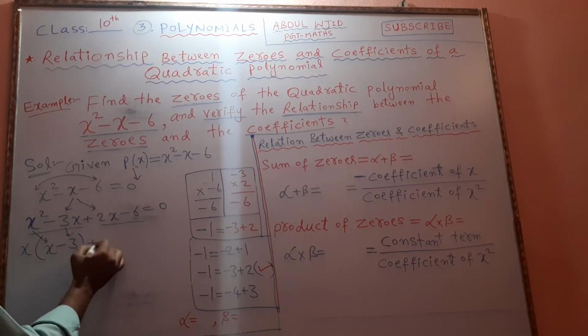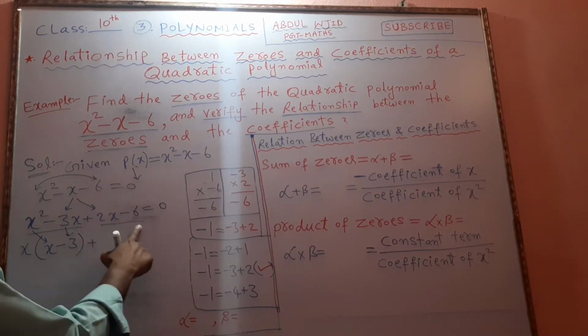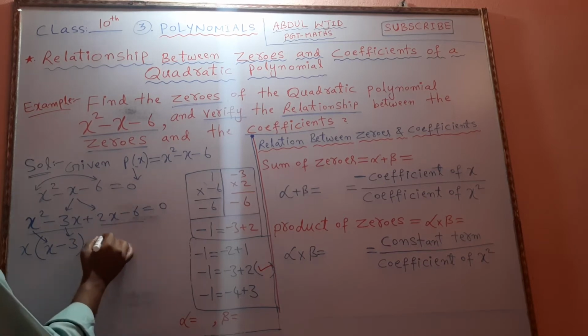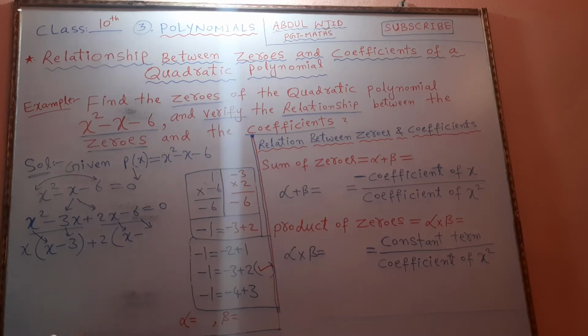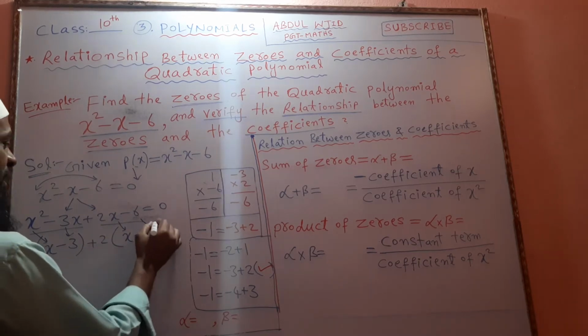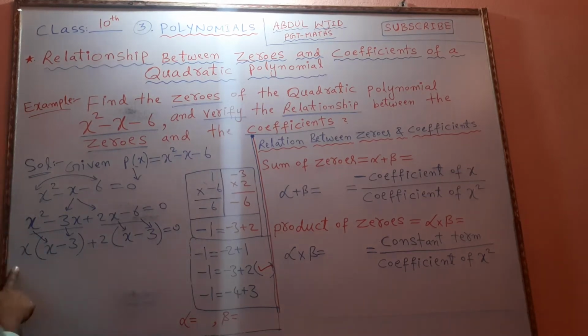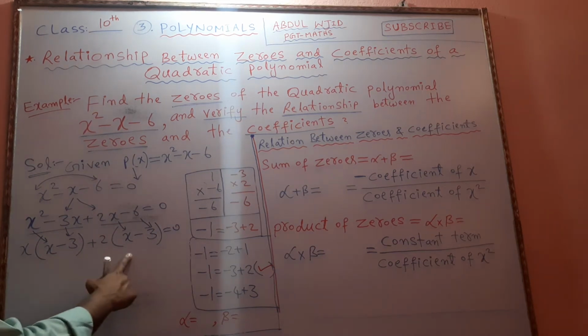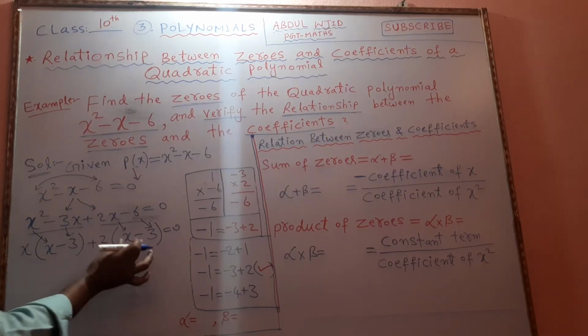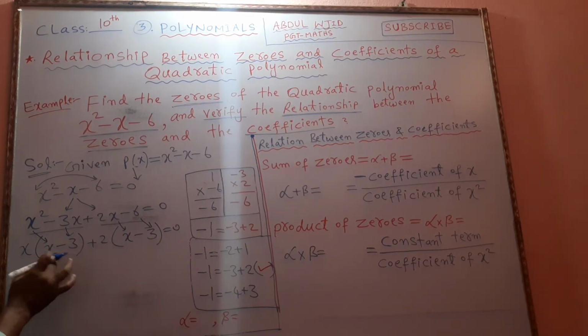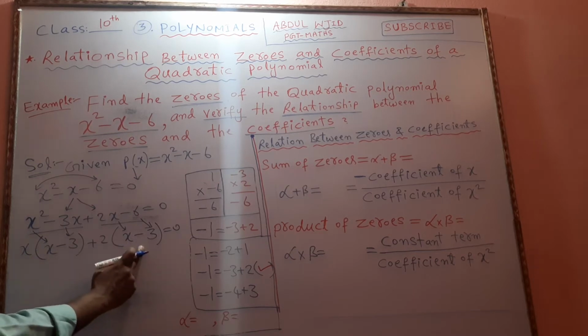And now 2x minus 6. From 2x minus 6, if we take 2 common, the remaining is x. And from 6, taking 2 common, the remaining is 3. So x into x minus 3 plus 2 into x minus 3 equal to 0. Now we have 2 terms: x into x minus 3 is one term, 2 into x minus 3 is one term. From these 2 terms we can take x minus 3 common.